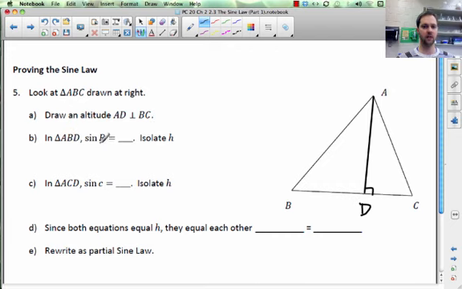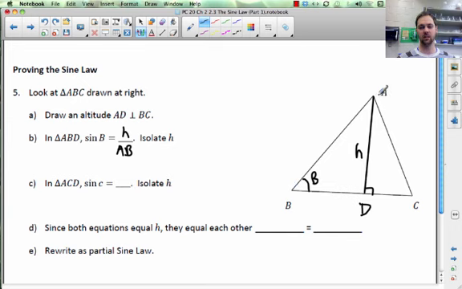In triangle ABD, sine B equals blank. Isolate H. So we are going to call this altitude H. Now sine B, this is angle B. Sine is always opposite over hypotenuse. So in this case, sine B equals H over the hypotenuse, which is the arm AB, this arm right here, that's the hypotenuse.